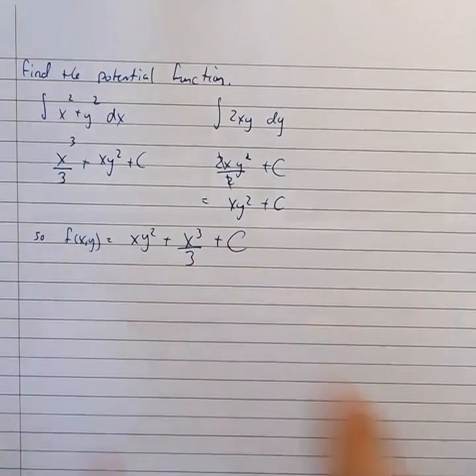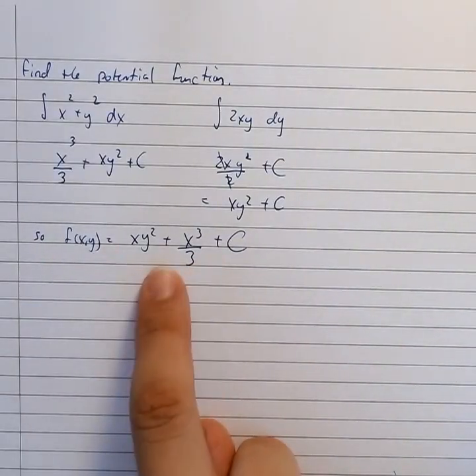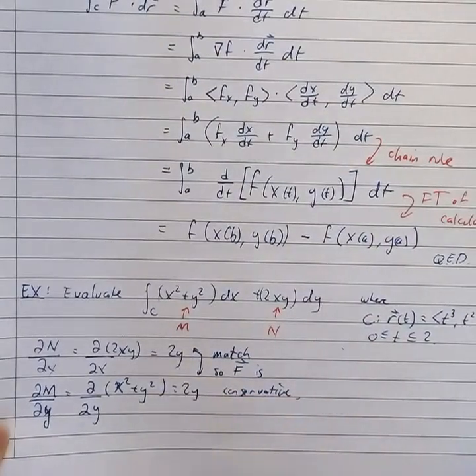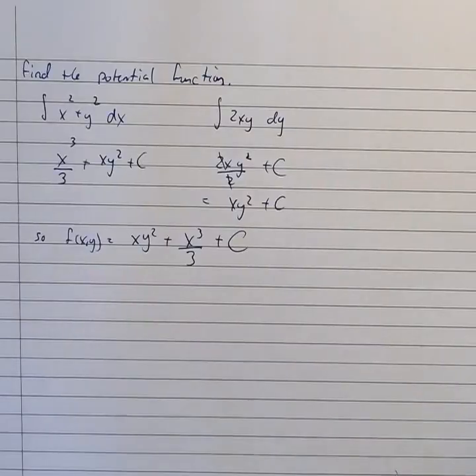So if ever you're not sure you did that correctly, take the derivative with respect to x of the potential function, and it should give you your m. If you take the derivative of the potential function with respect to y, it should give you your n.